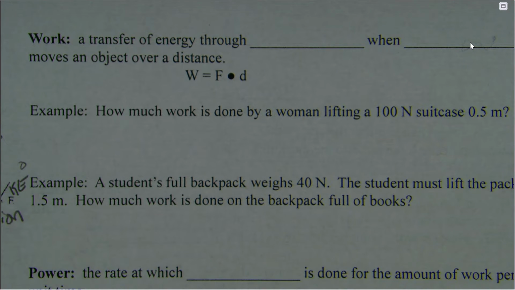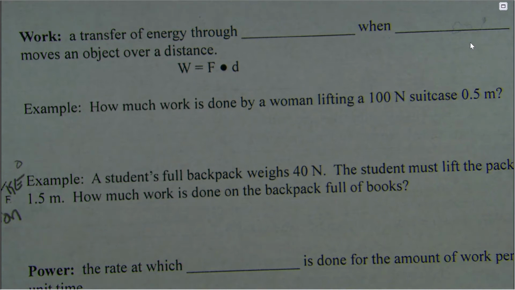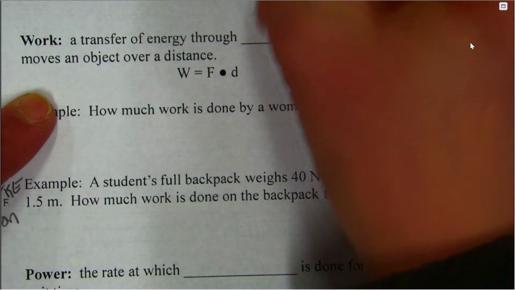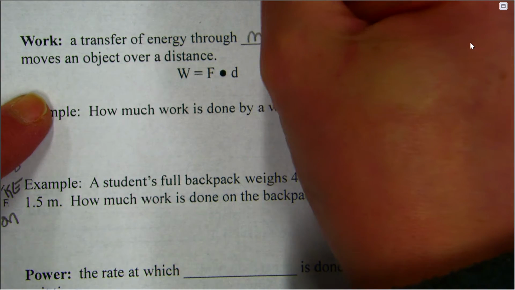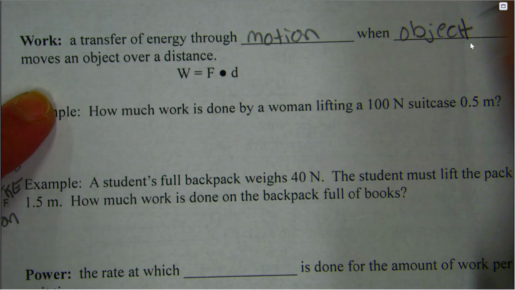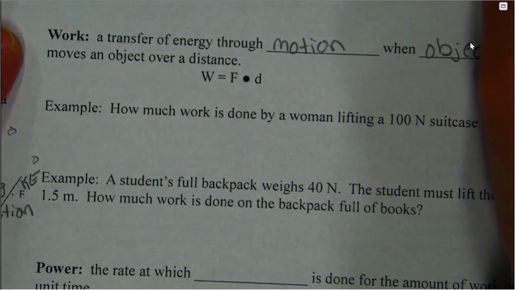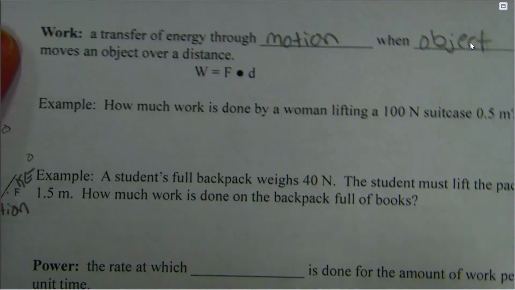So let's look at work and power. Work is the transfer of energy through motion when an object moves over a distance. So as something moves over a distance, we are going to transfer energy.